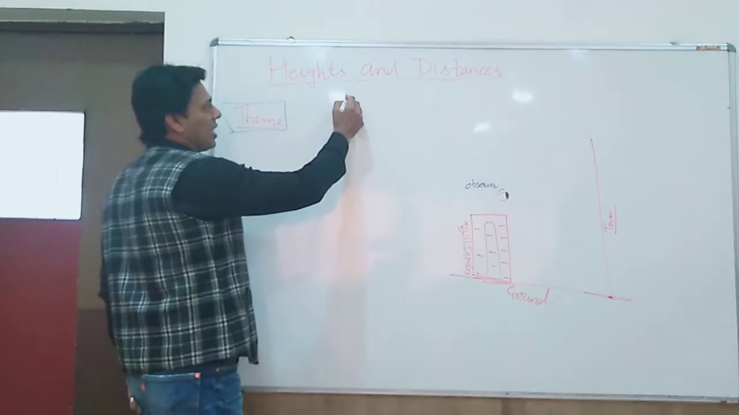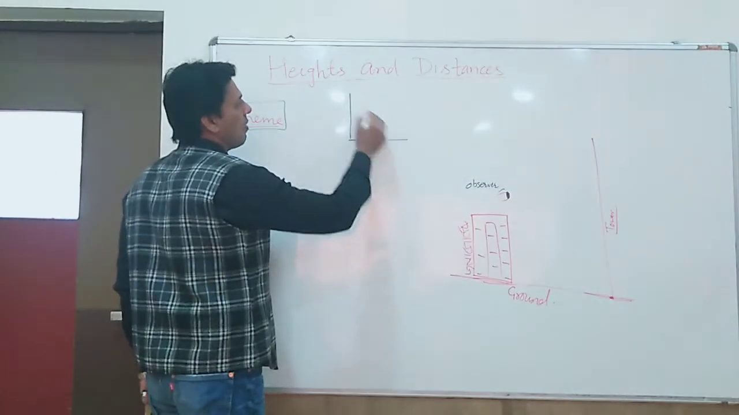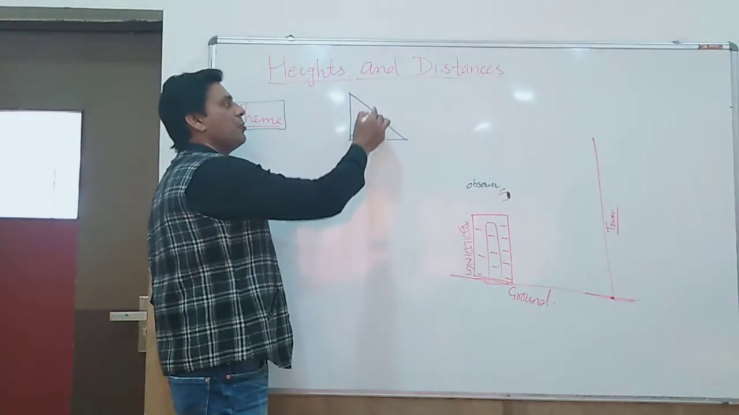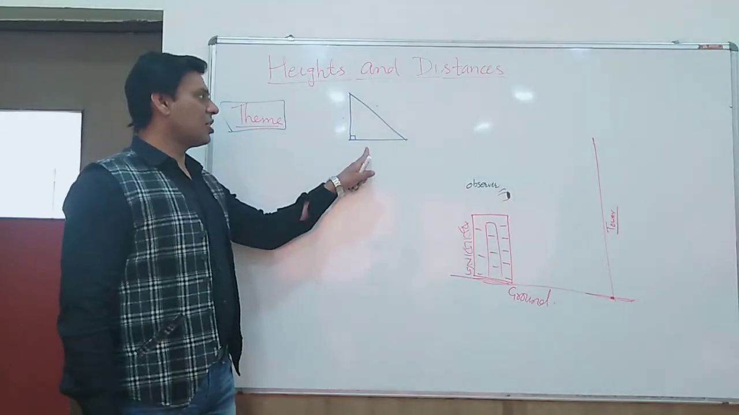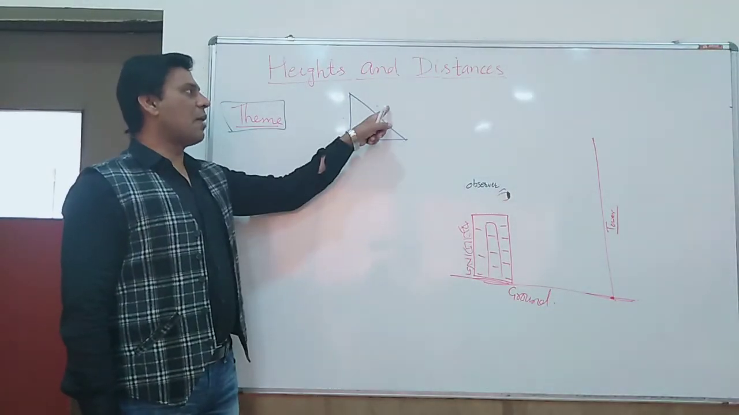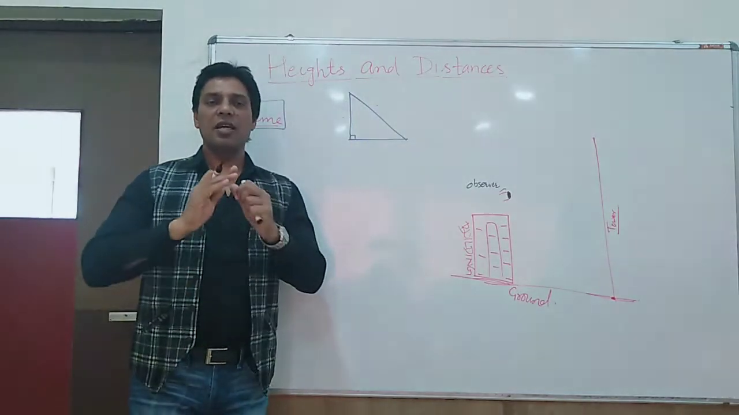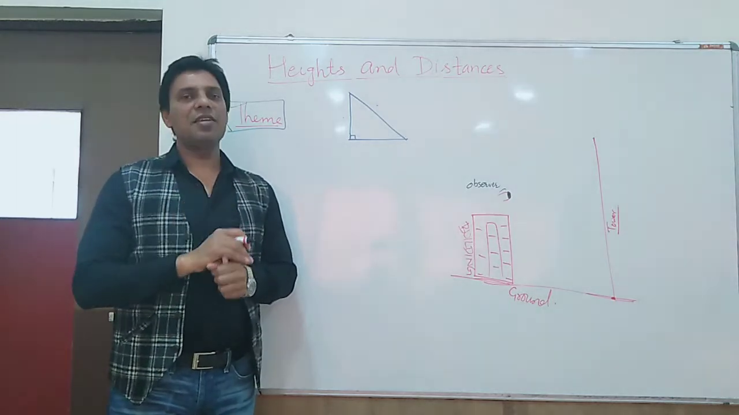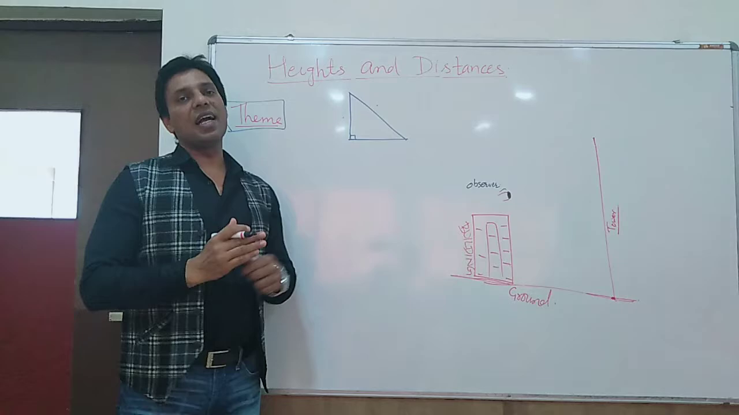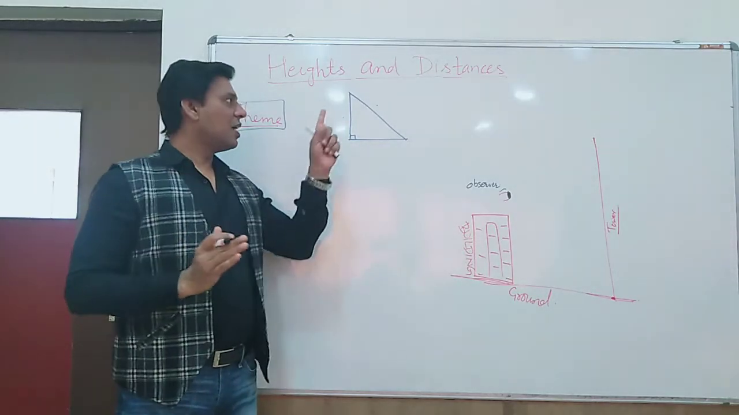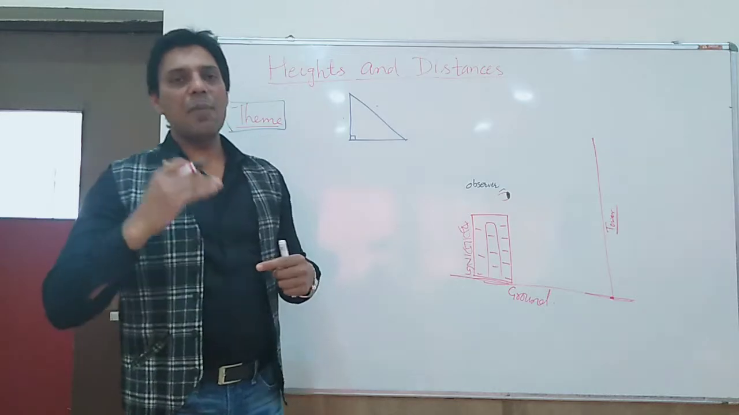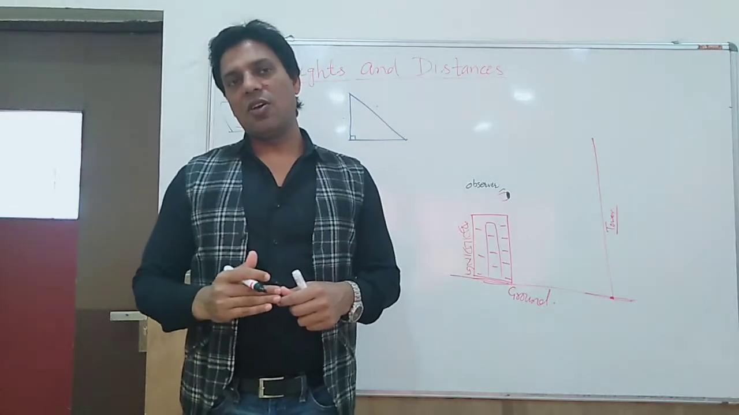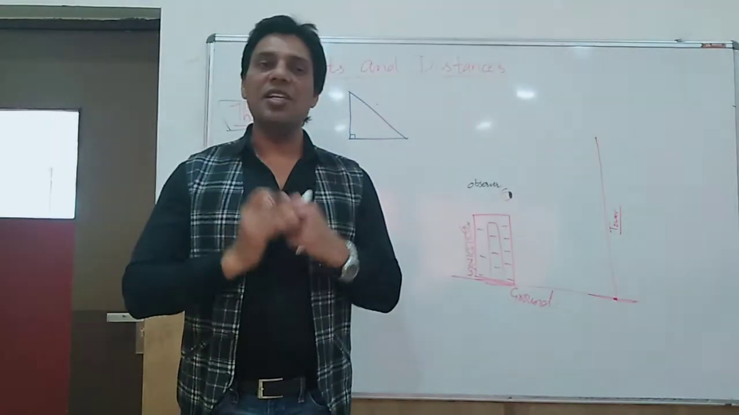You know, Pythagoras told about right triangle. So in a right triangle, if we are having any two sides, perpendicular or base or hypotenuse, then you can calculate the third side and these two angles. So by using Pythagoras theorem, you can calculate the third side or the two angles easily.